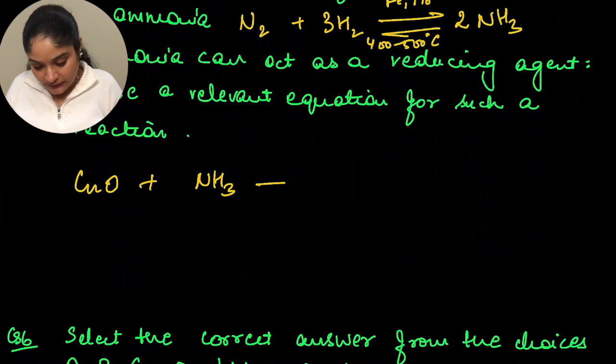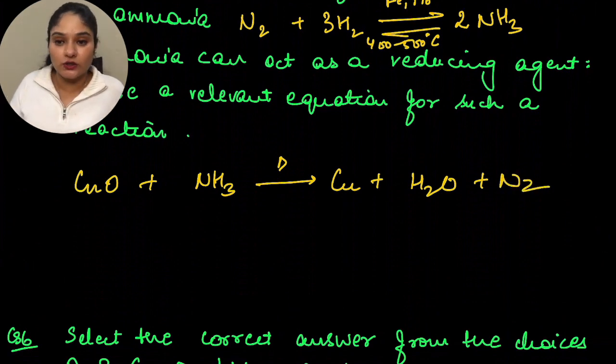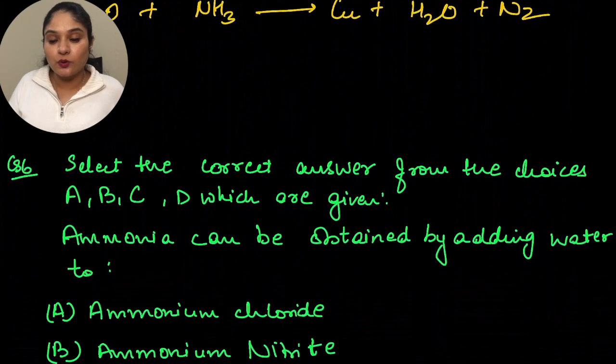CuO plus ammonia, that will give you copper plus water plus nitrogen gas, and then you can balance it out. So this is what your reducing agent equation will be. Let's move to question number 6.